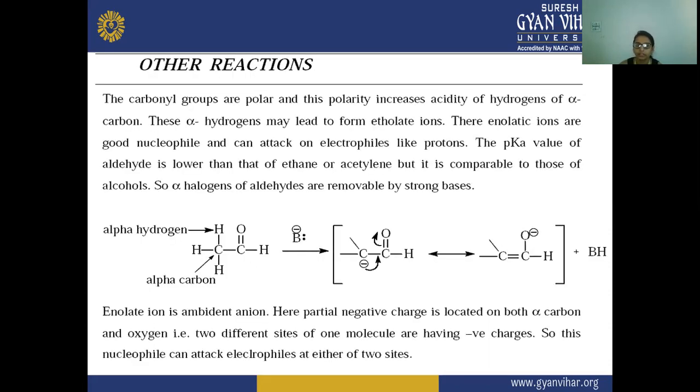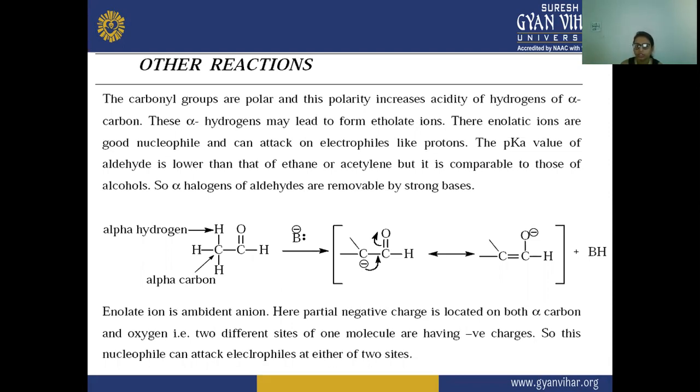These are the other reactions. The carbonyl groups are polar, and this polarity increases the acidity of the hydrogen of the alpha carbon. These alpha hydrogens may lead to the formation of enolate ions. These enolate ions are good nucleophiles and can attack electrophiles like protons. The pKa value of aldehyde is lower than that of ethane or acetylene, but it is comparable to those of alcohol. So alpha hydrogens of aldehydes are removable by strong bases.